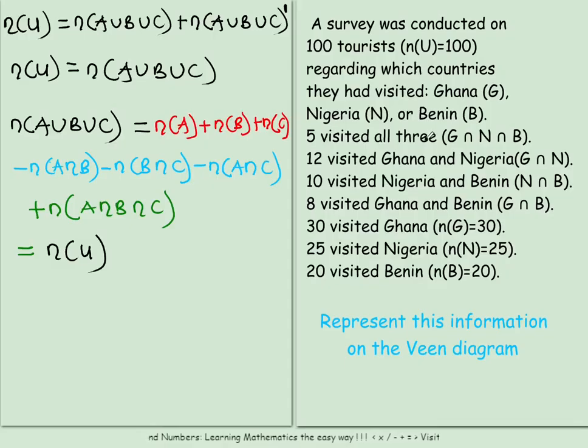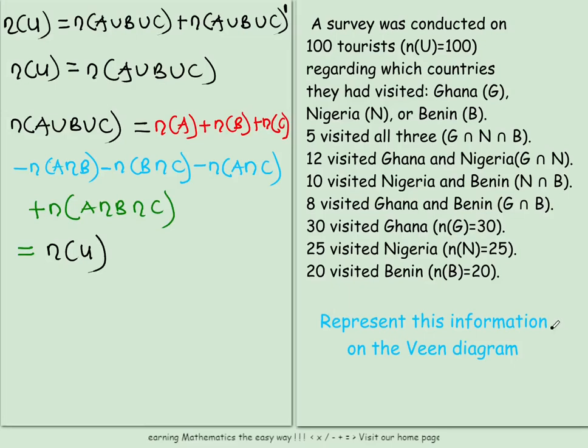5 visited all 3. So that is your J for Ghana, N for Nigeria, and then B for Benin. J intersection N intersection B. 12 visited Ghana and Nigeria, 10 visited Nigeria and Benin, 8 visited Ghana and Benin, 30 visited Ghana, 25 visited Nigeria, and then 20 visited Benin.